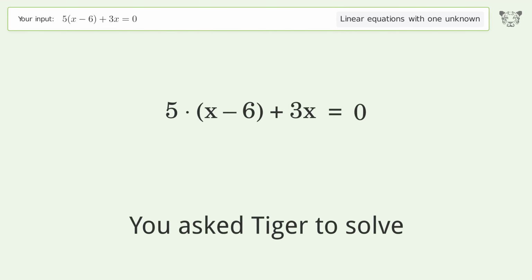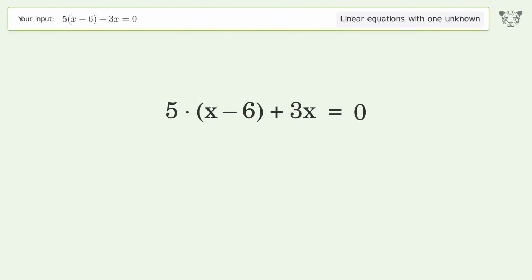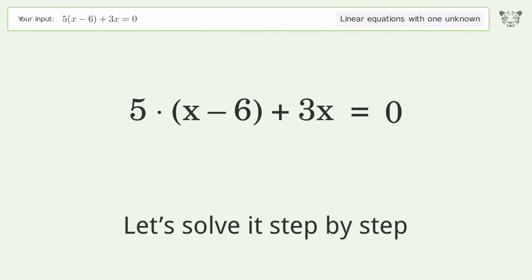You ask Tiger to solve. This deals with linear equations with one unknown. The final result is x equals 15 over 4. Let's solve it step by step.